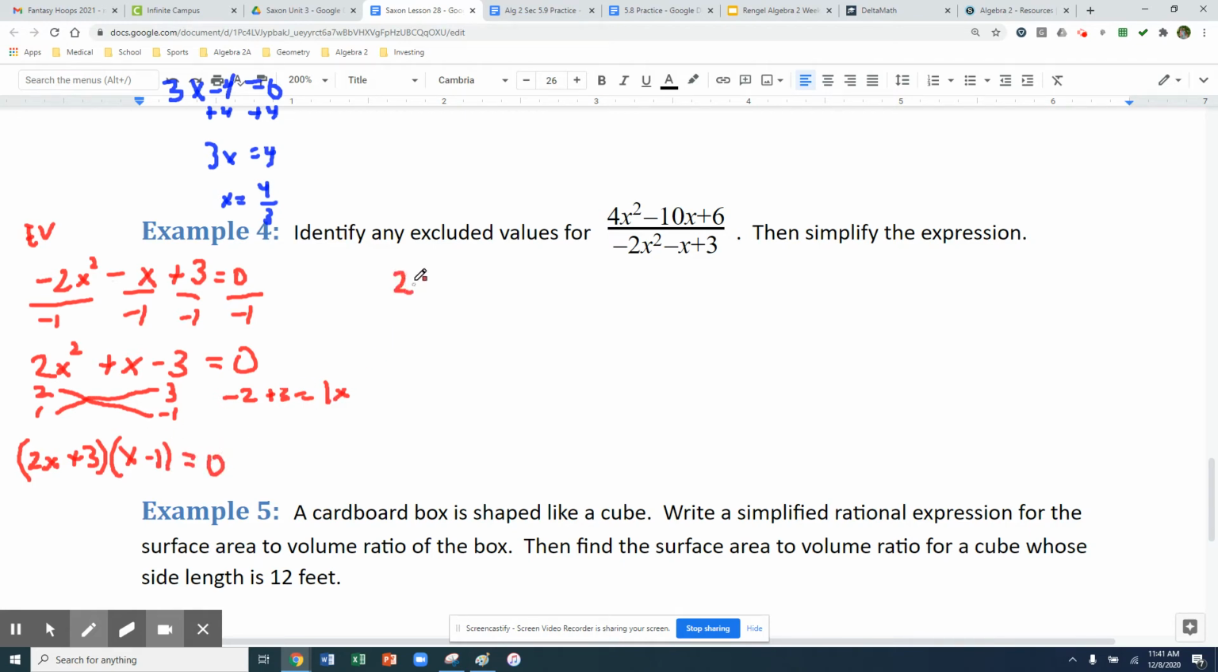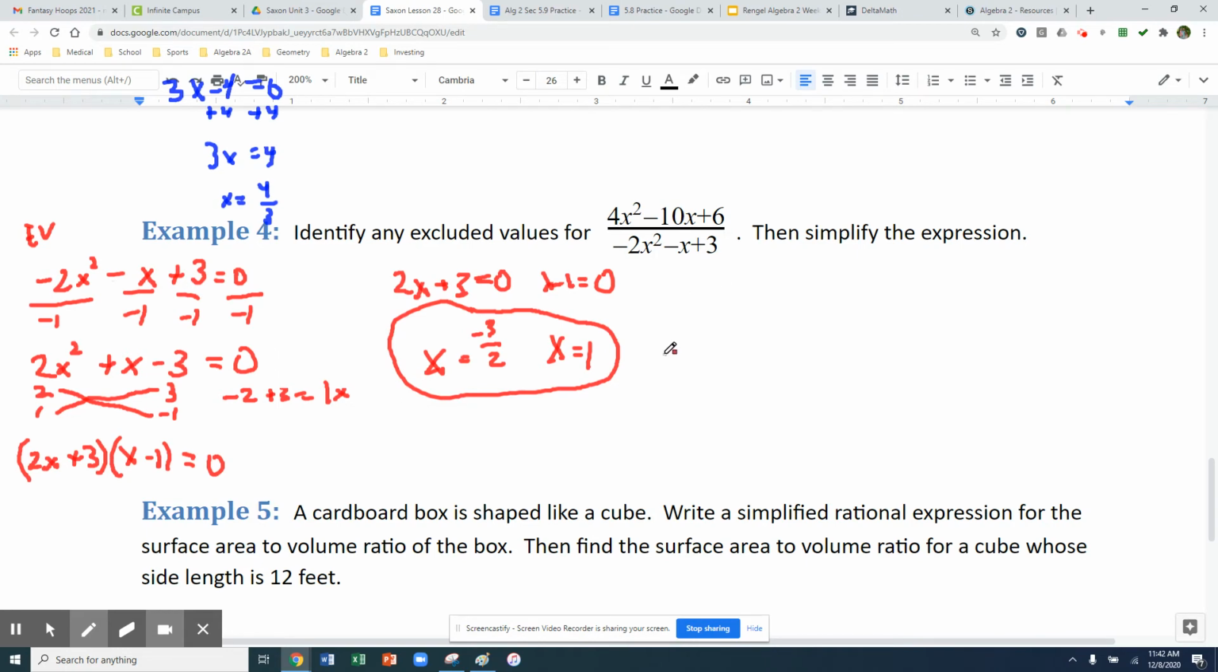Now to find the excluded values, I would take 2x plus 3 equals 0, and then x minus 1, set it equal to 0, and I get my two answers. I'll get x equals -3/2 and x equals 1. So there would be my two excluded values. Since it's a quadratic equation, we'll get two separate answers that'll both be excluded values.